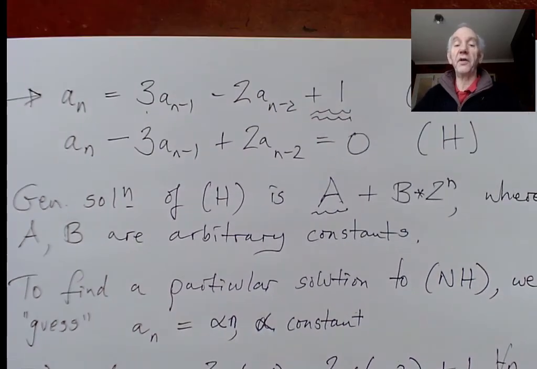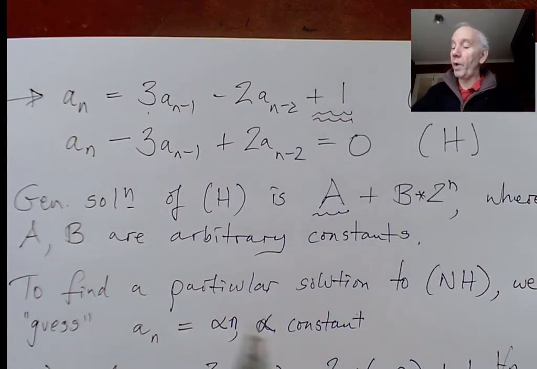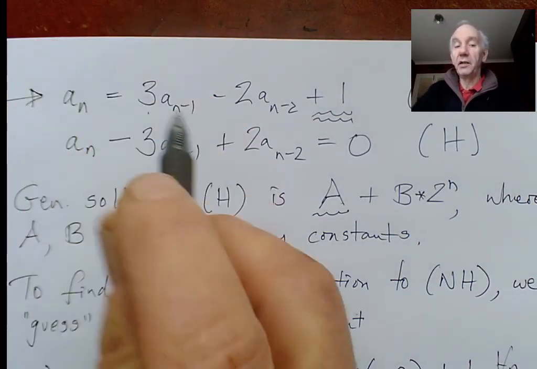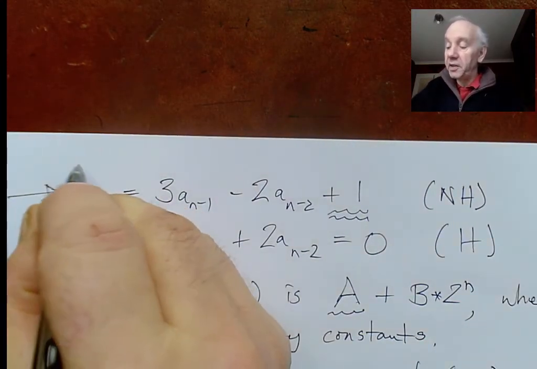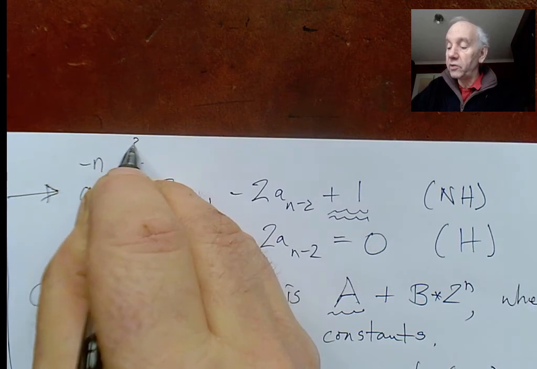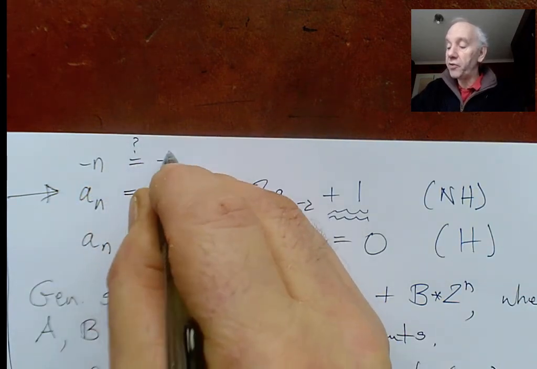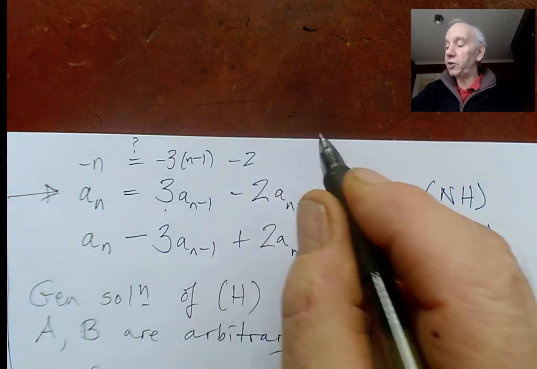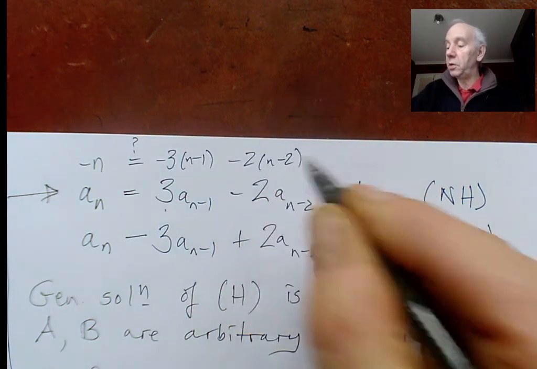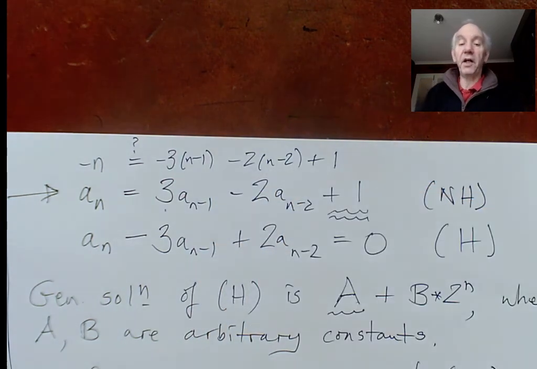We can just check that. Let's go right back to the beginning. Is it true that minus n is equal to minus 3 into n minus 1 minus 2 into n minus 2 plus 1? Well, it's the calculation we've just done, so it should work unless we made a mistake. As you stare at this, you'll see that this is true.